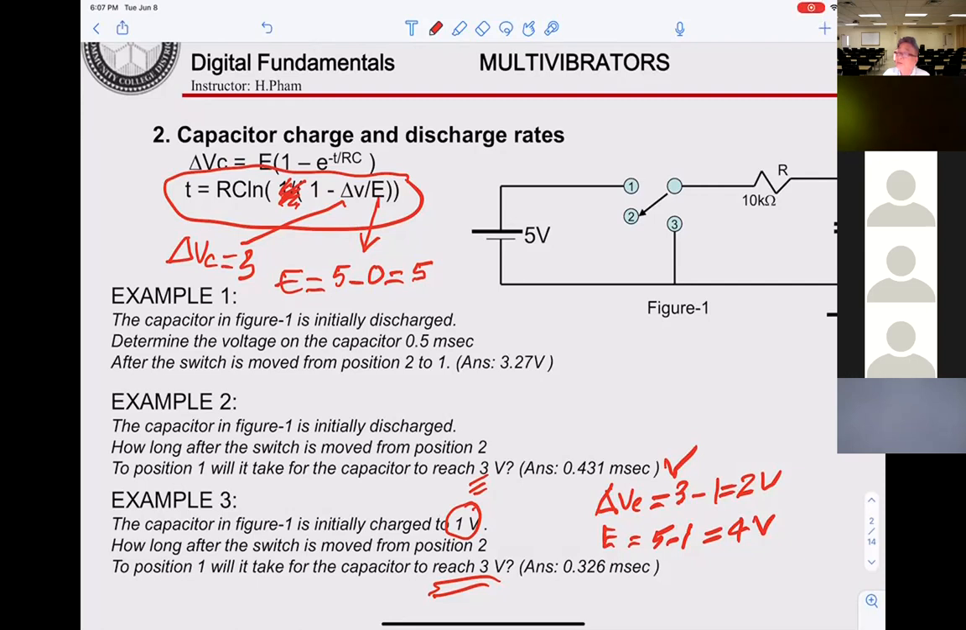Like Mike was saying, and like when I was sharing my screen earlier and trying to do the math in front of you, if you use 1 over 1 minus delta VC over E, your answer will be the same, but it will be a positive value instead of a negative value.